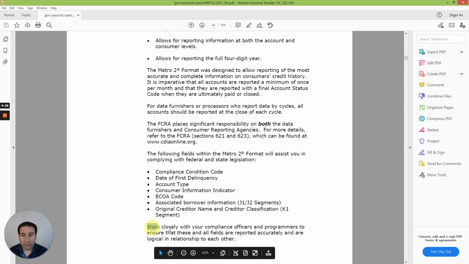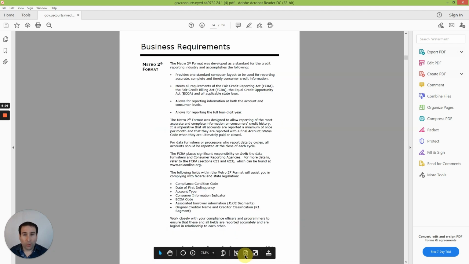And it says even further to work closely with your compliance officers and programmers to ensure that these fields are reported accurately and are logical in relationship to each other. So they need to be reported. Date of first delinquency should be reported if applicable, and they should all be logical. All the things that we thought intuitively made sense, but we just couldn't figure out why the credit reports that we look at are so crazy. Right here, their own industry standard manual gives us all of the ammunition that we need to be able to organize it and point right back to their own standard as the basis for our dispute.